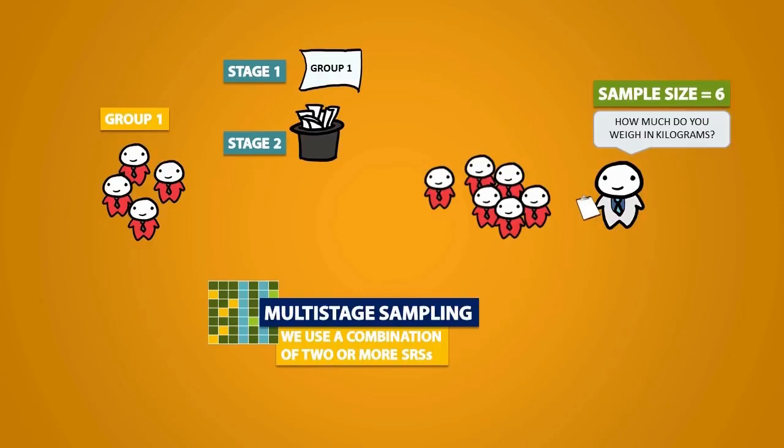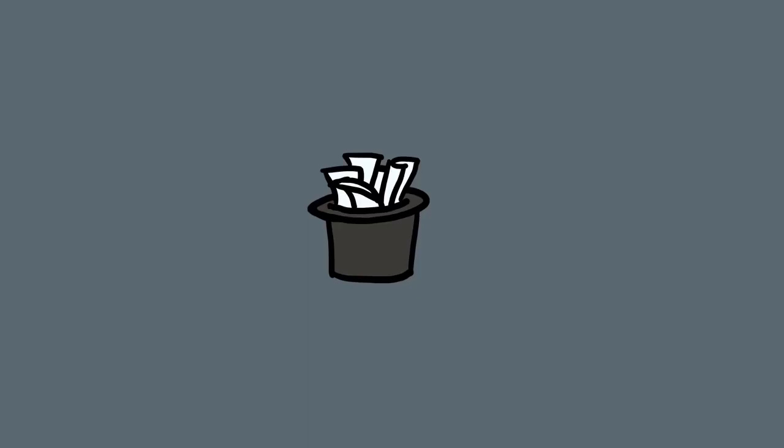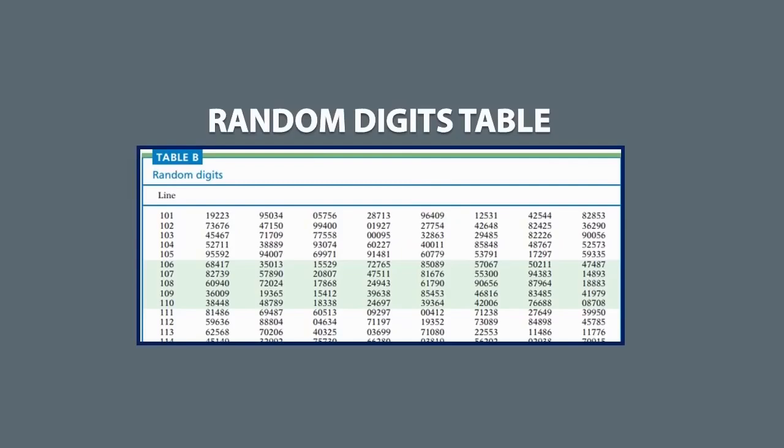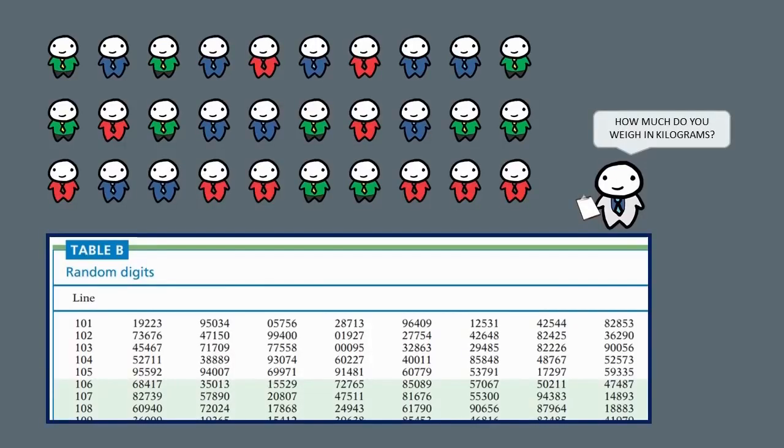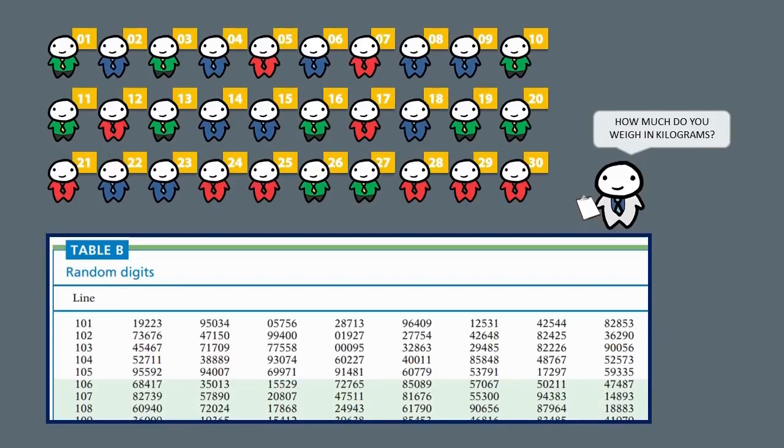We go through different stages of simple random samples to get the actual sample, and this is why it is called multistage sampling. I'd like to point out that instead of putting names in a hat, there's another way to pick things randomly. We can use something called the random digits table. The random digits table consists of a long string of random numbers, and it can help us do an SRS. To use it, I would first have to label each member of the population with a number. We have 30 people in this population, so I will label each person from 1 to 30.